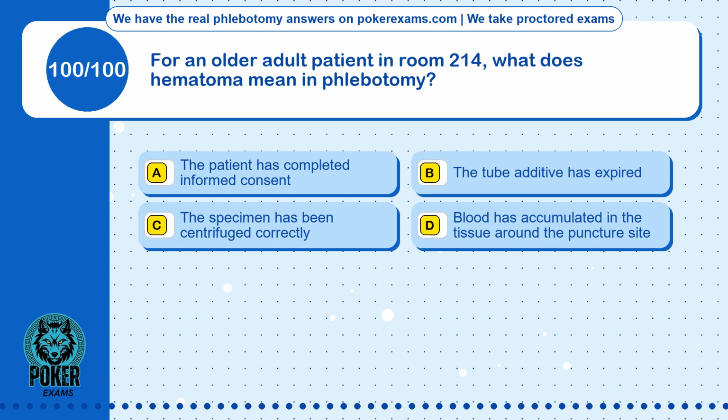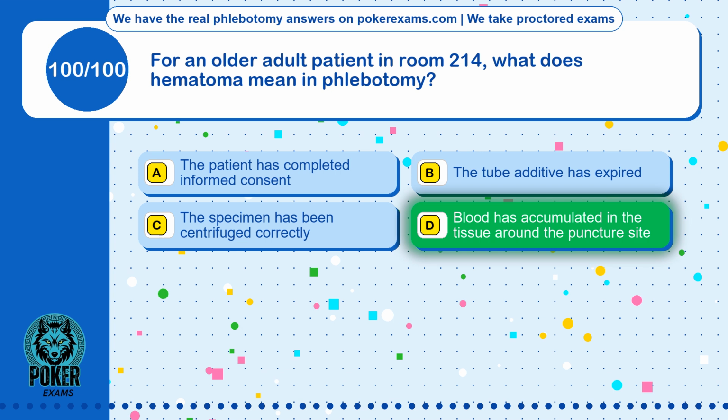Question 100. For an older adult patient in room 214, what does hematoma mean in phlebotomy? Option A. The patient has completed informed consent. Option B. The tube additive has expired. Option C. The specimen has been centrifuged correctly. Option D. Blood has accumulated in the tissue around the puncture site.